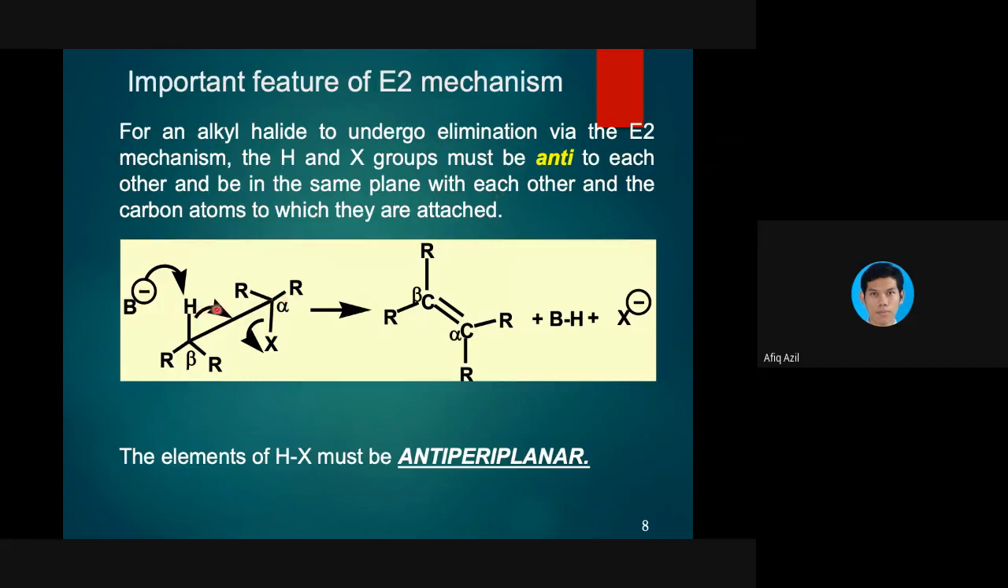Basically, this is a sawhorse projection. The H and X must be pointed in different directions. If one is pointing up, the other must be pointing downwards. If both are pointing in the same direction, let's say both up, then it cannot proceed via the E2 mechanism. It will proceed via the E1 mechanism. So if you see an alkyl halide compound, you have to make sure the hydrogen and the halogen that are going to be removed are in the anti-periplanar position, or anti position, meaning they are not pointing in the same direction.